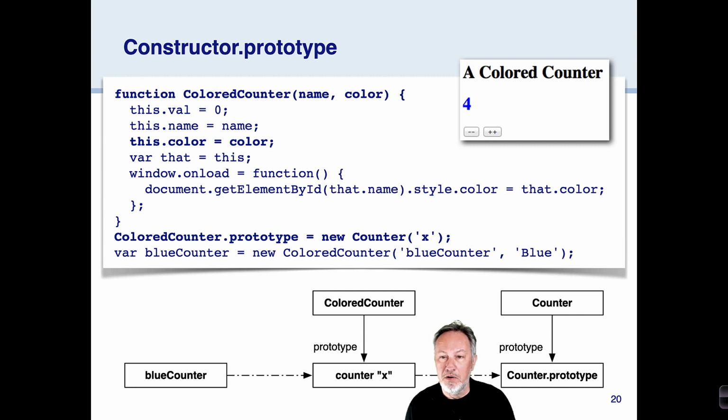Let's continue along and add some extra features to our objects. So now we're going to introduce a colored counter, and the colored counter here will have not only a value and a name, but it will also have a color, and that will be passed in to the constructor as an argument.